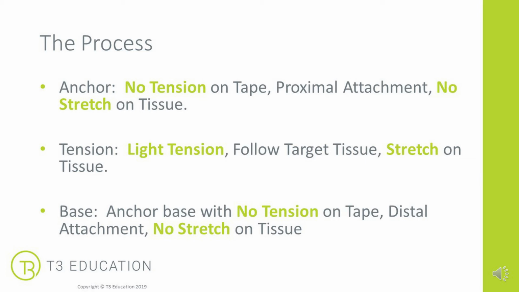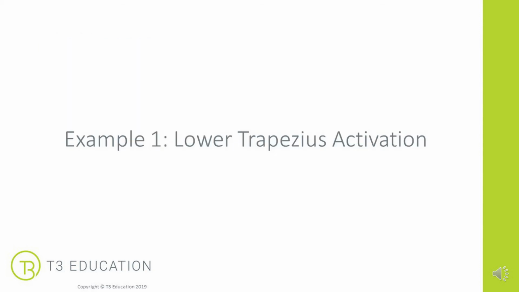Finally, we get our clients to relax to make sure that the target tissue is relaxed, and we apply the base to the skin with no tension at all and rub the whole taping down to make sure that it sticks well. So let's see this in practice, and here we're going to look at activating the lower trapezius, which is again a really common taping where we're trying to get our clients to engage that posterior shoulder and help to keep that scapula against the thoracic cage.